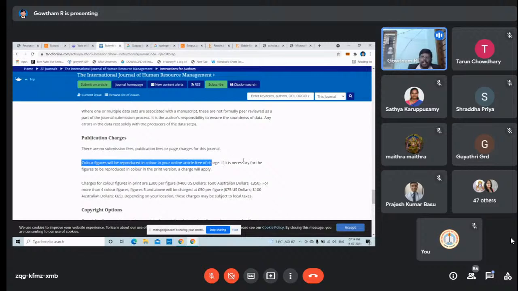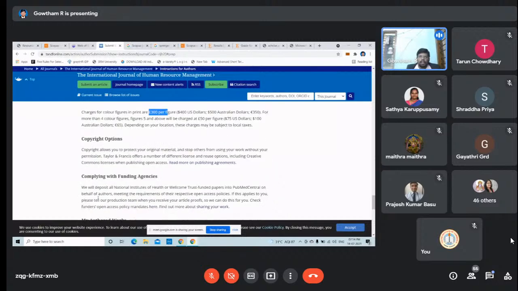If it is necessary for figures to be reproduced in color in the print version, charges will apply. For online, again, color is free. But in the print journal, if you want to get it in color, they are charging. What is the charge? 300 euros per figure. And if it is going to be in a different domain, then again, a different aspect.